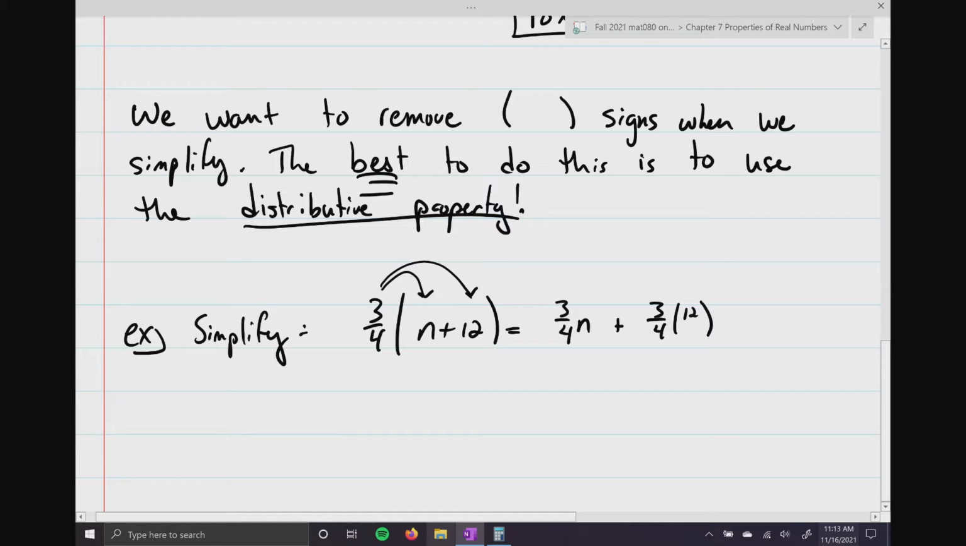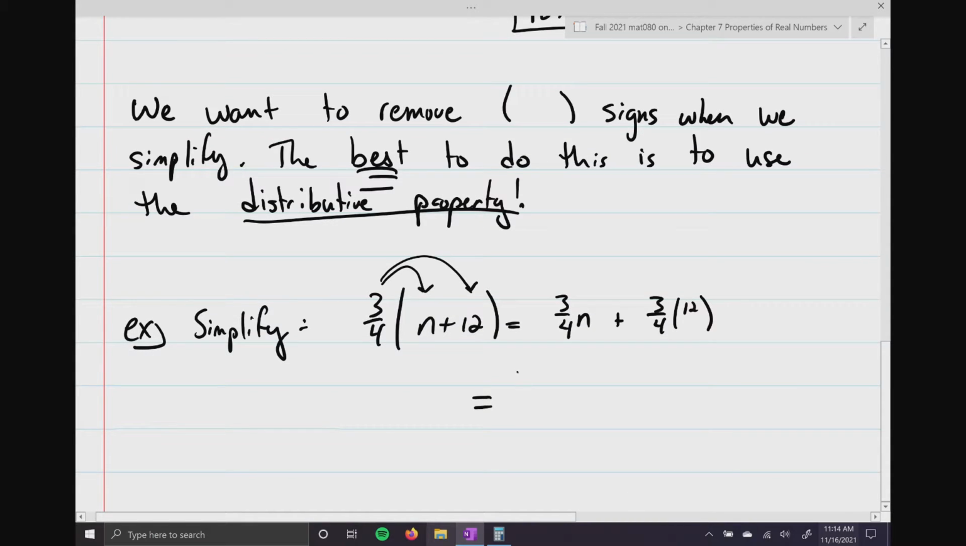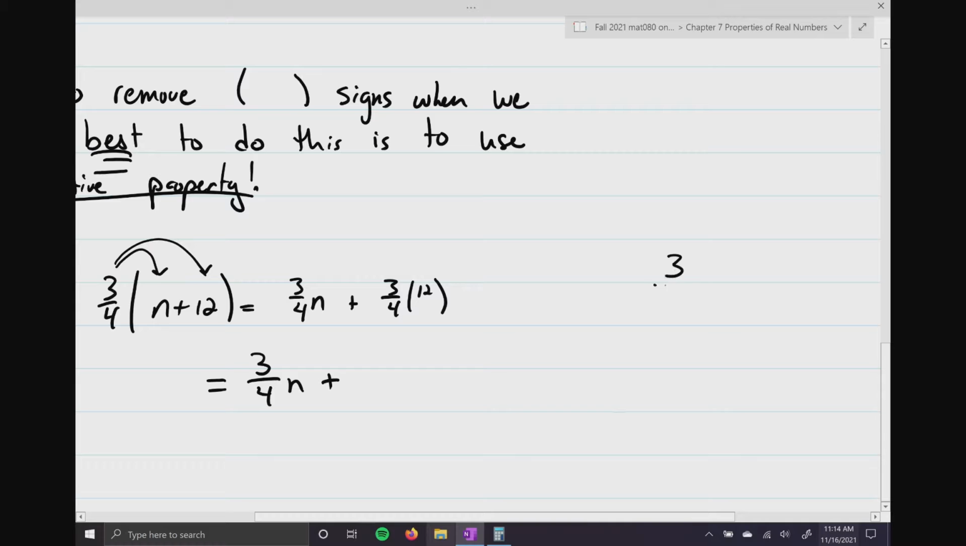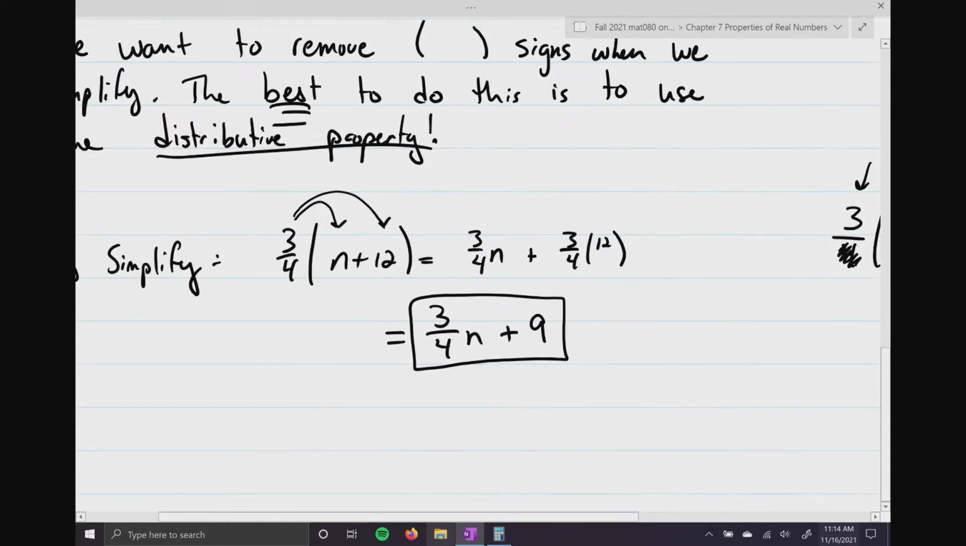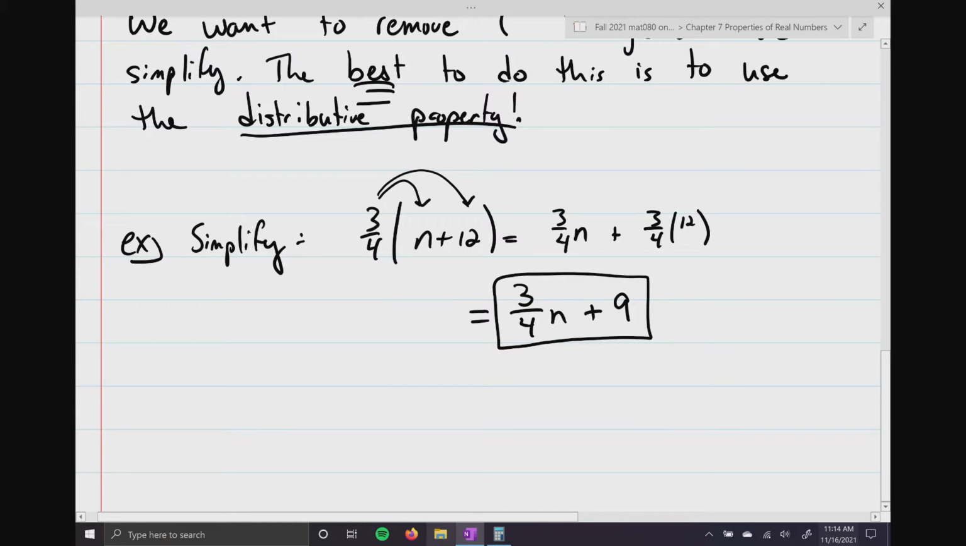Now, we know 3 over 4 times n, there's nothing we can do there. So that's going to stay the same. However, 3 over 4 times 12, we can definitely reduce. Remember, when you multiply fractions, you reduce first. Now, 12, I can rewrite as 3 times 4. And the reason why I rewrote it as 3 times 4 is so I can go ahead and just reduce the 4's. And notice I'm left over with 3 times 3, which is going to be 9. So 3 over 4 times the quantity n plus 12 is equal to 3 over 4n plus 9.